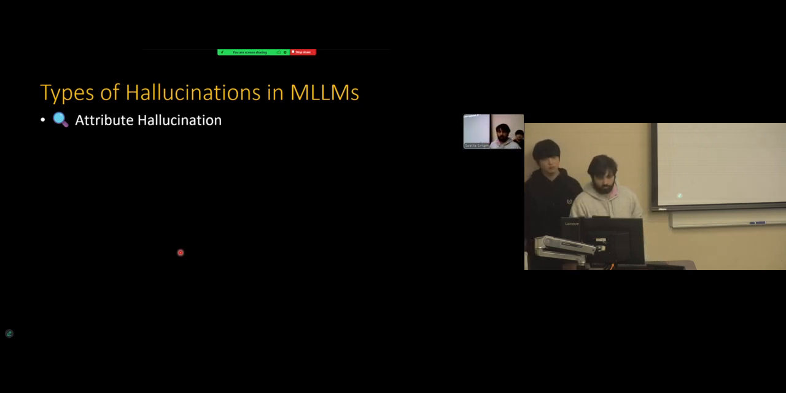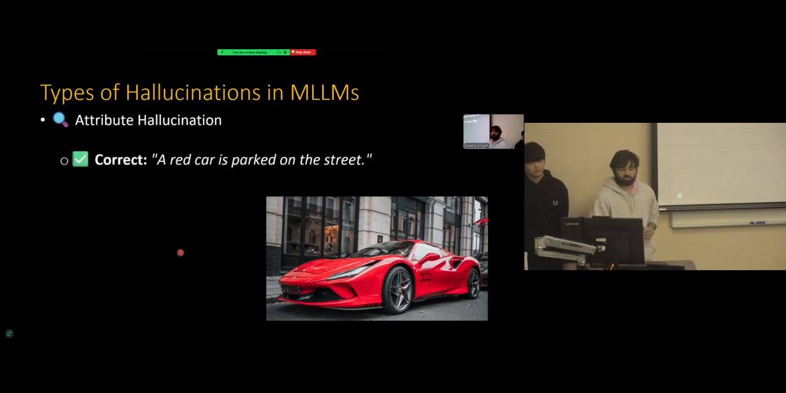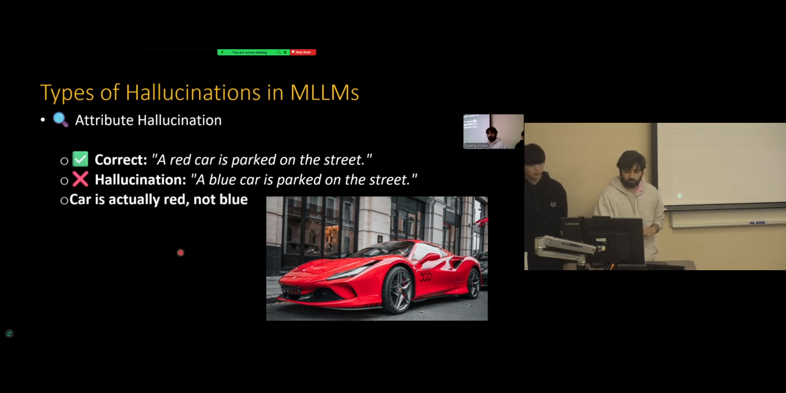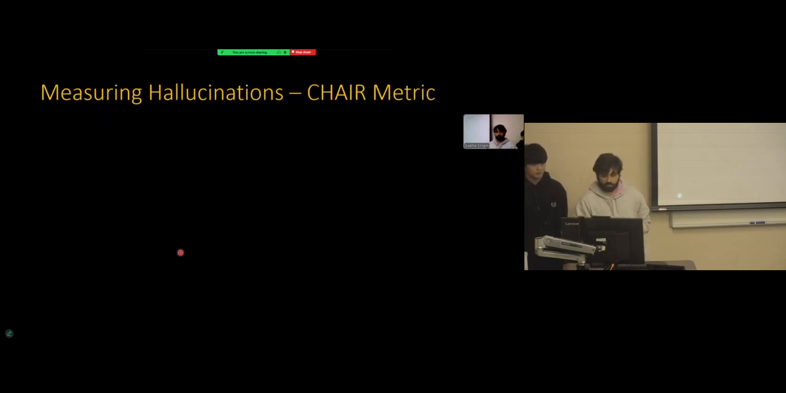Now let's talk about attribute hallucinations. The correct caption for this image would be something like a red car is parked on the street. The hallucinated caption would be a blue car is parked on the street. Over here you can see that the attribute, which is the color of the car, is wrong. And so this is attribute hallucination.